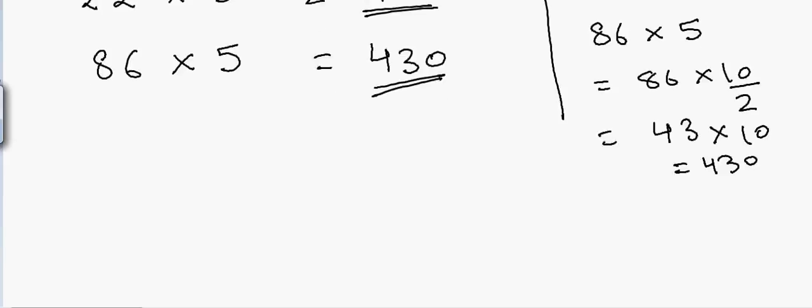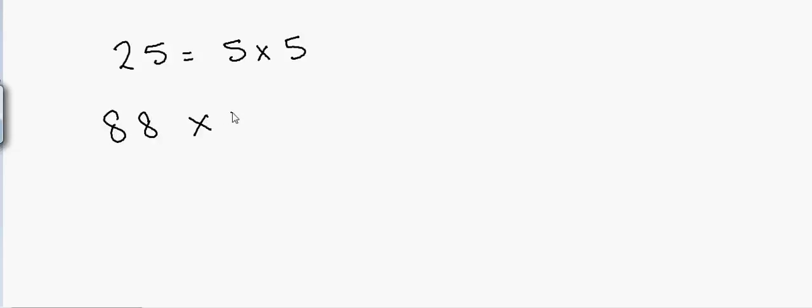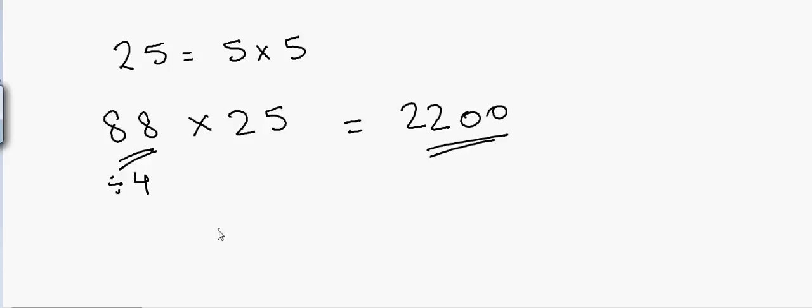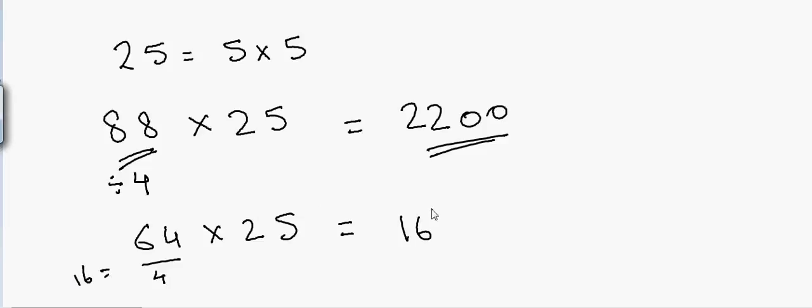Now let's go to 25. If I have to multiply any number by 25, we know that 25 is equal to 5 into 5. So instead of dividing by 2, we will divide by 4. Suppose I have 88 and I want to multiply it by 25. In this case, I will divide 88 by 4. That will be equal to 22, and then I put 25 in the end. So that is my answer. Again, if I have to multiply 64 by 25, that will be equal to 16, because 64 divided by 4 is equal to 16. So we have 1600 as the answer.